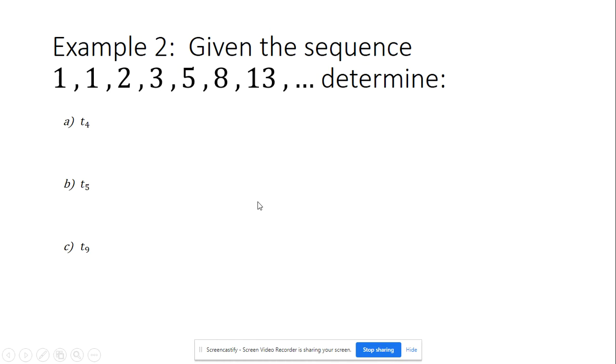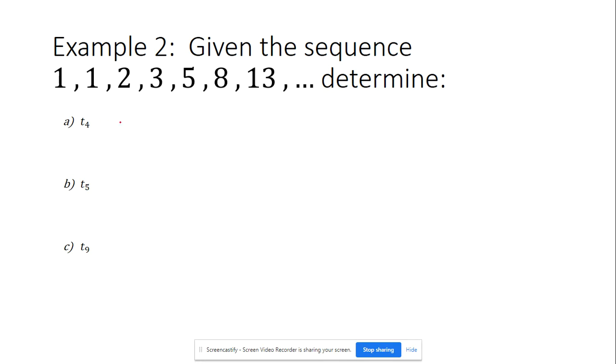All right, so given the sequence 1, 1, 2, 3, 5, 8, 13, determine T4, T5, T9. What's tricky about this? First of all, this is not the same type of sequence we had before. There definitely is a pattern here, but we need to be able to figure it out.